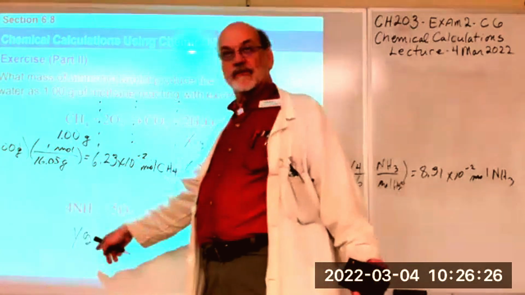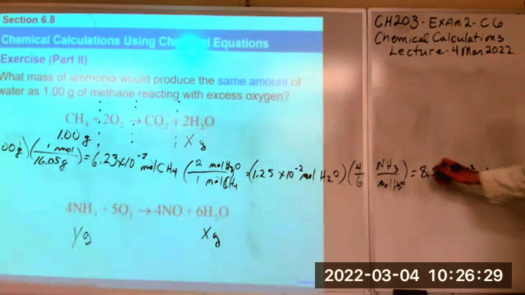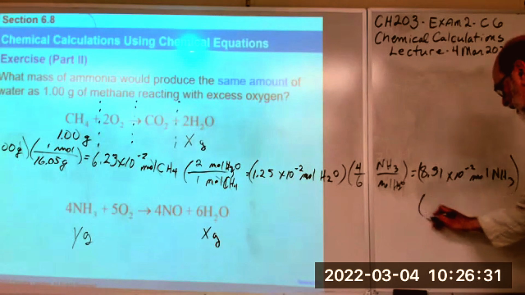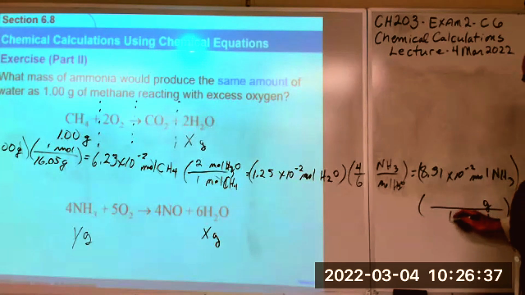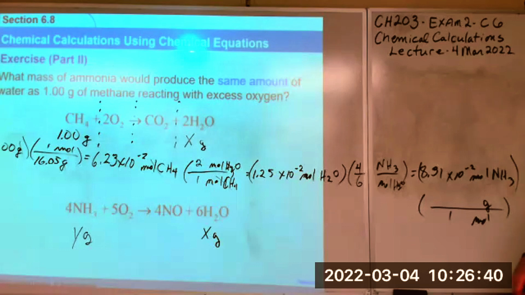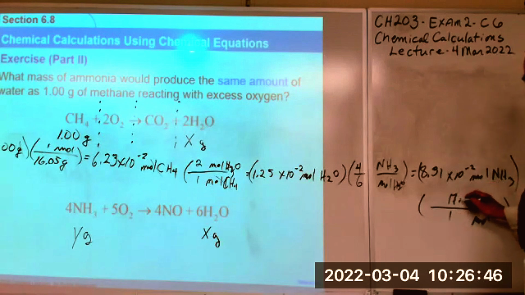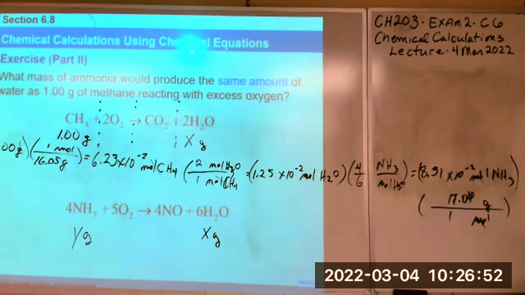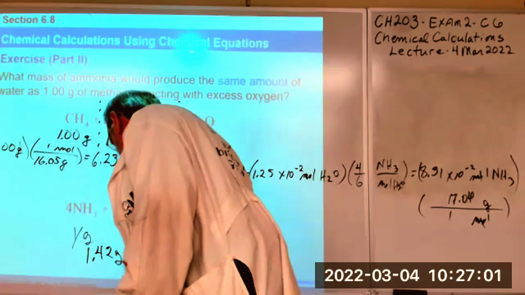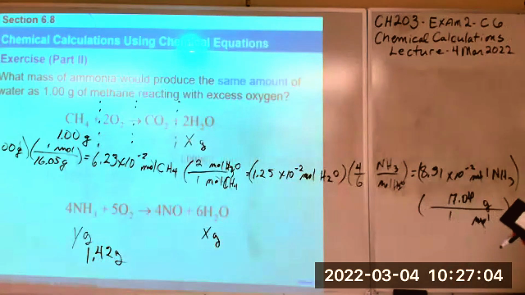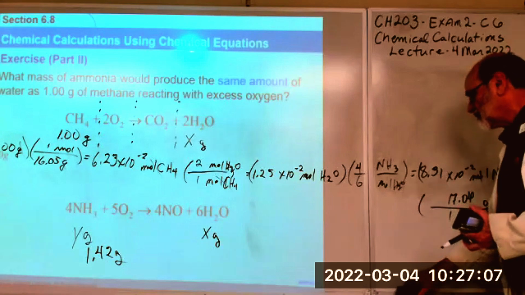We just have to convert it to grams. So we need something to multiply by this. I'm going to have to wrap it around. So what's the molar mass of ammonia? 14.01 and 3.03, 17.04. 17.04 times that value is 1.42. 1.42 grams. Oh, it's animated.